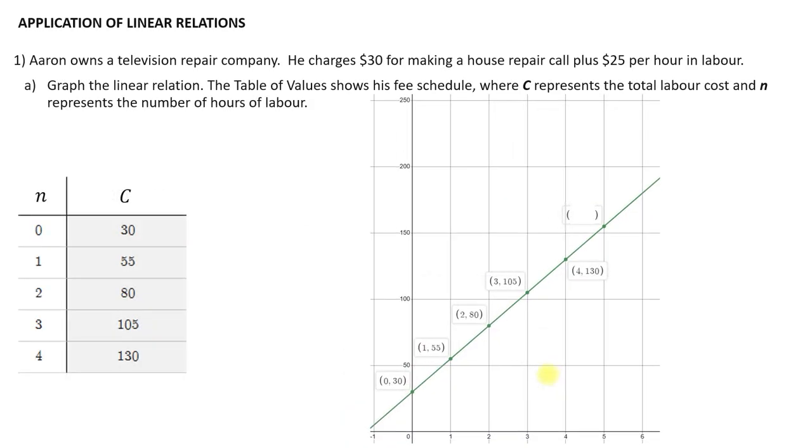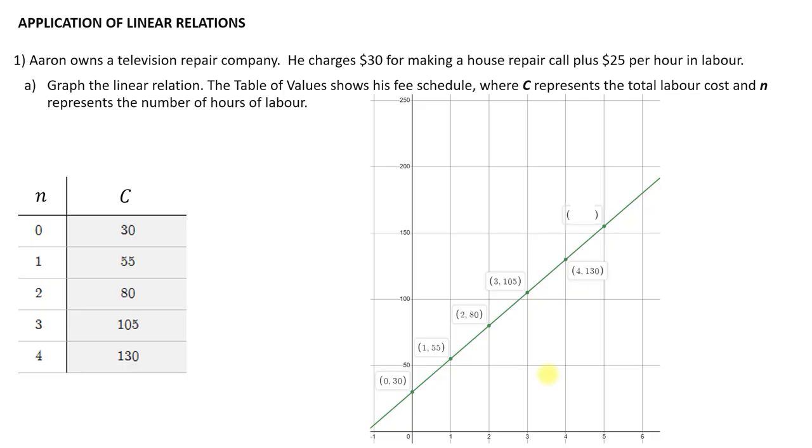So let's look at the example of a business, running a business. Aaron owns a television repair company. He charges $30 for making a house repair call, plus $25 per hour in labor. Graph the linear relation. The table of values shows his fee schedule, where C represents the total labor cost, and N represents the number of hours of labor.